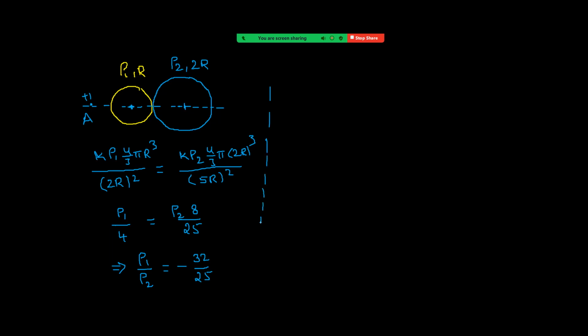Now take the next possibility. If you take the right side, the center of the small one, then that will be at a distance r from the center of the bigger one. That means this point becomes inside the bigger one, but outside the smaller one. And the field inside is equal to k Q by R cube into r. We have to use this result now for the second case. Then see what we get.